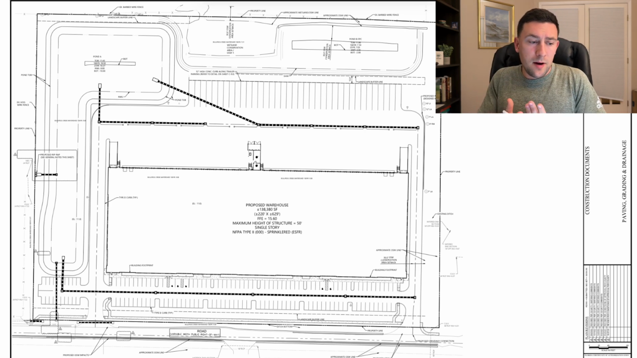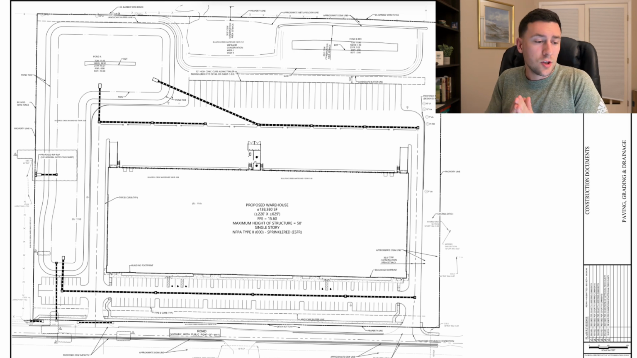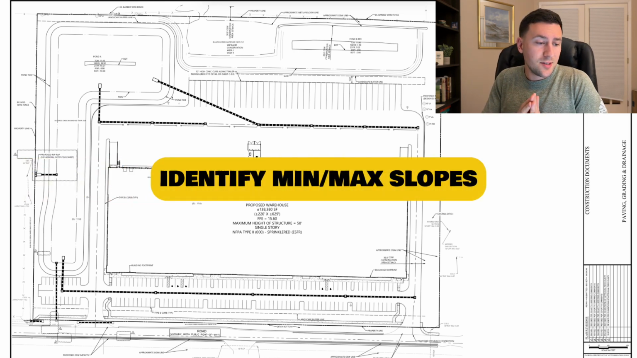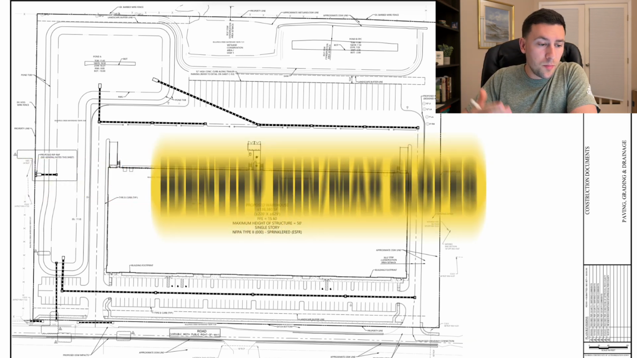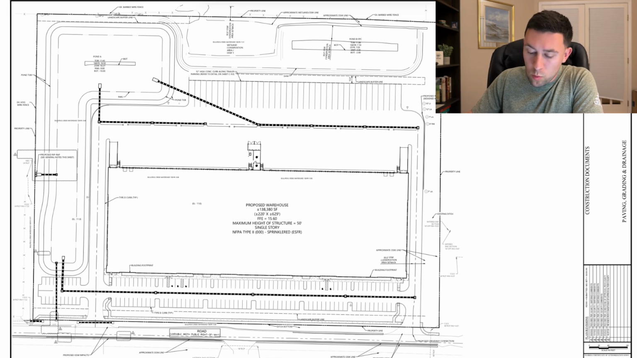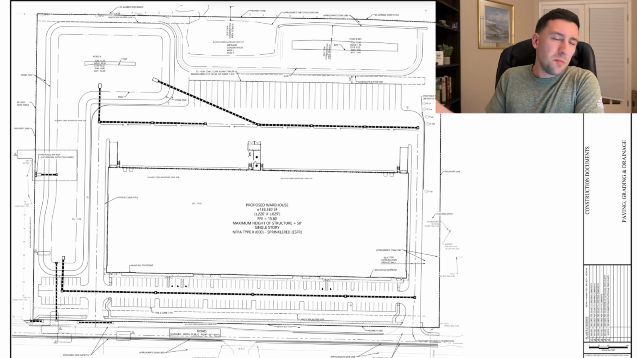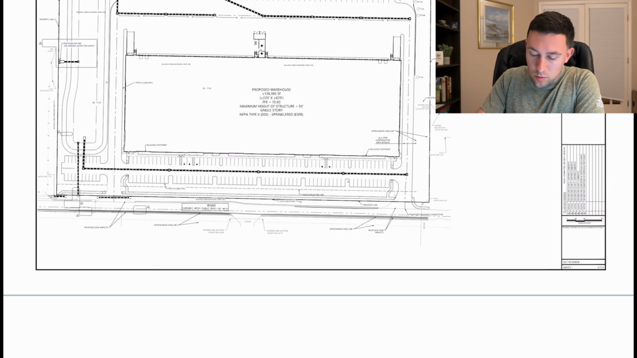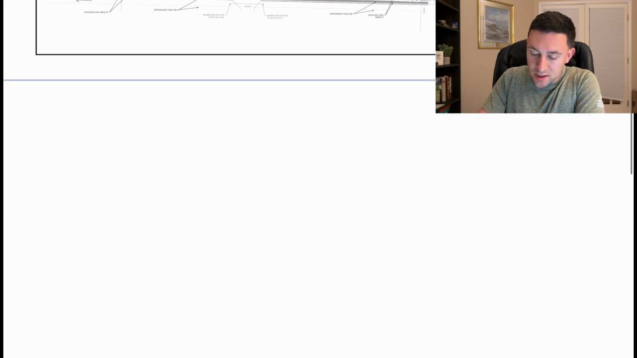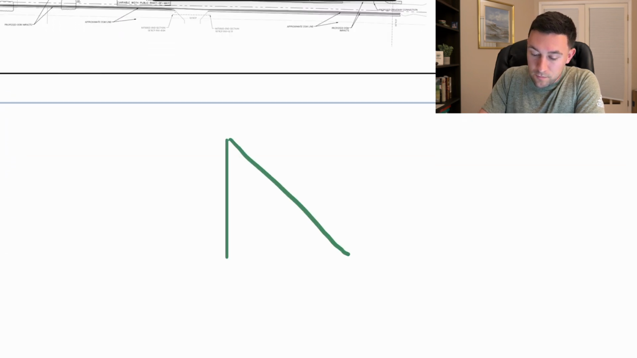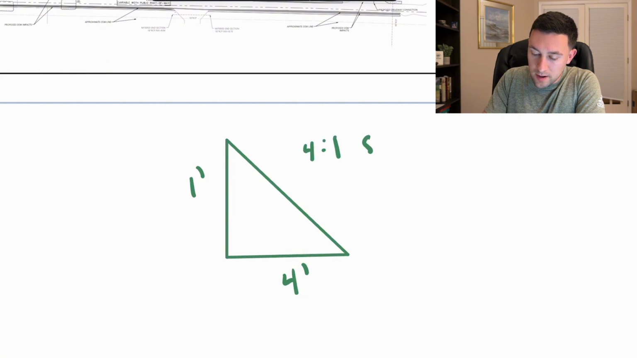Now, I mentioned that we need to know how the low points are set, but we also need to know our min and max slopes. So in this case, our maximum slope that we can use is 4:1 max. And if you've ever seen any of my other videos, you might want to go back. I got some other grading videos that talk about this. So the max slope that we can actually have right there is 4:1, or also known as 25%.